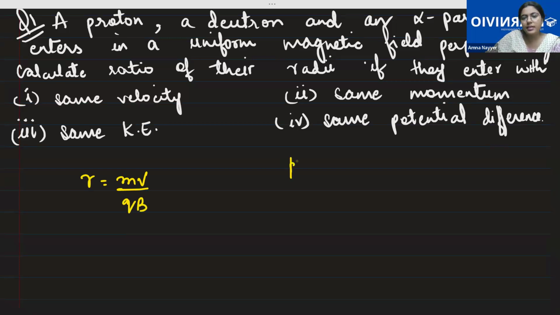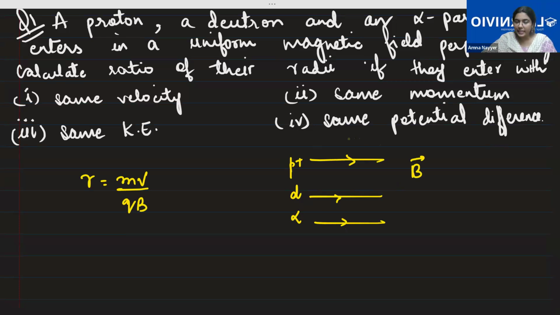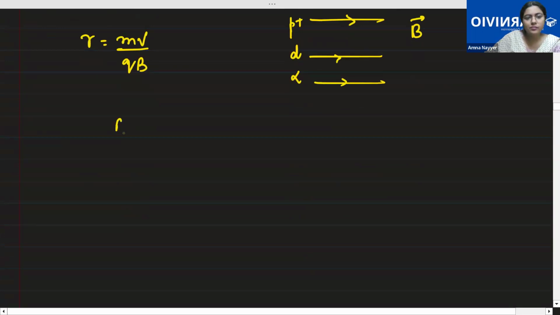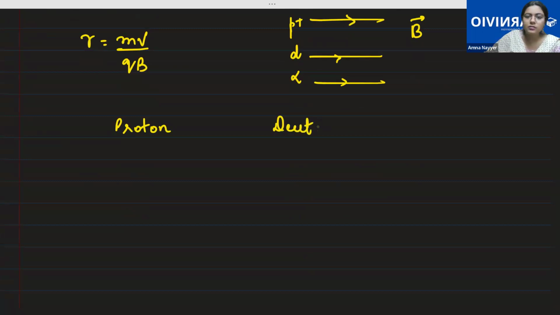Now a proton is there, a neutron is there, and an alpha particle are there. So all these three enter a uniform magnetic field like this. Now magnetic field is present, B is already existing. The question says that you have to calculate the ratio of the radii if they have all these things as same. So R is equal to mv by qb is the formula. Now see, ratio of radii, basically you need to understand few things. Proton is there, neutron, and alpha particles.